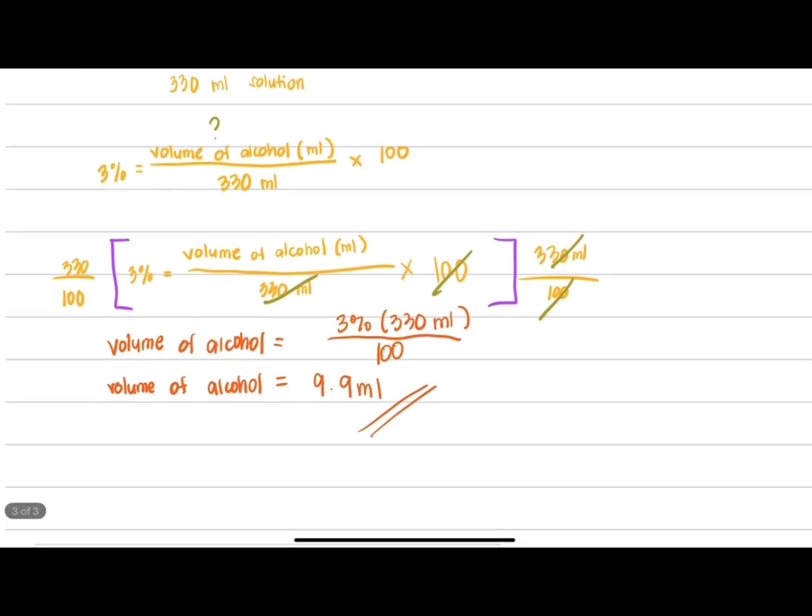Then multiply both sides by the reciprocal of 100 over 330 to cancel out both values, and we will be left with the volume of alcohol. After that, we multiply the 3% and the 330 mL, then divide it by 100. So our volume of alcohol will be 9.9 mL. This means that in 330 mL of solution, 9.9 mL is alcohol, and the rest is other substances.